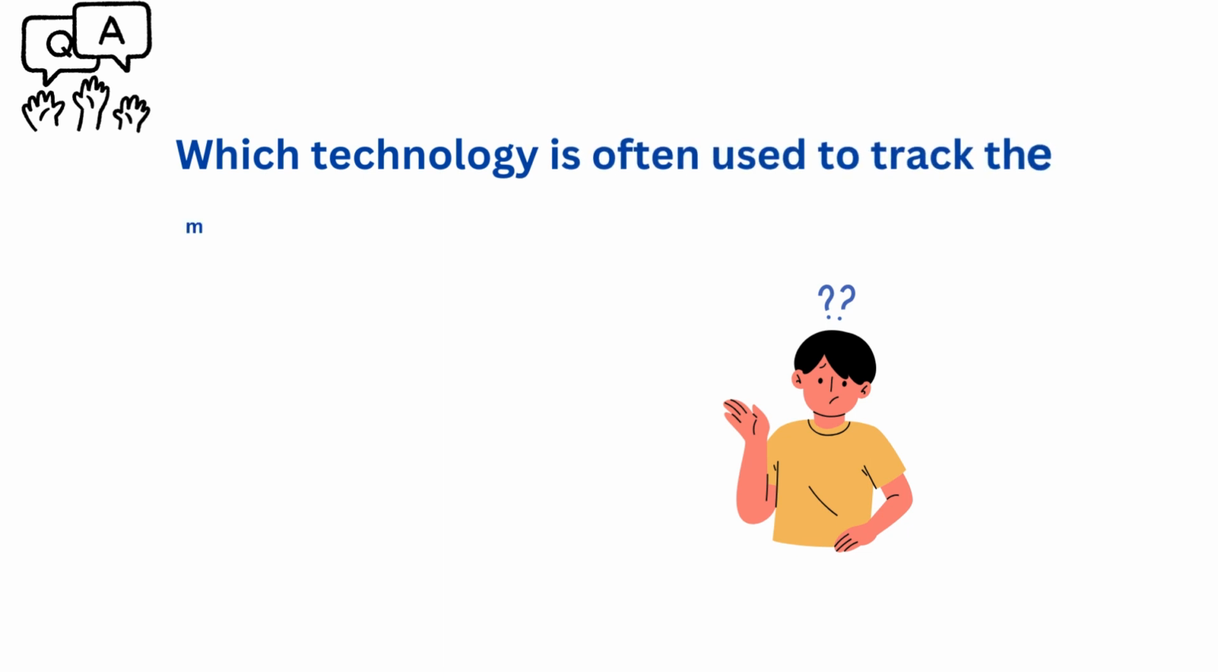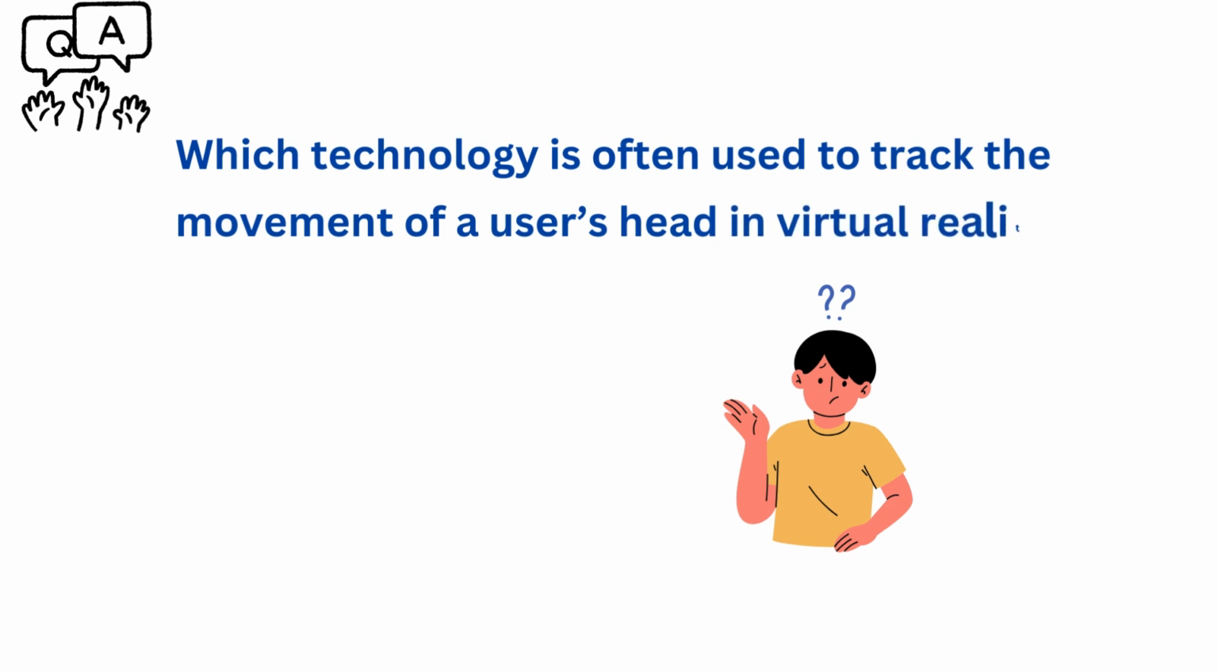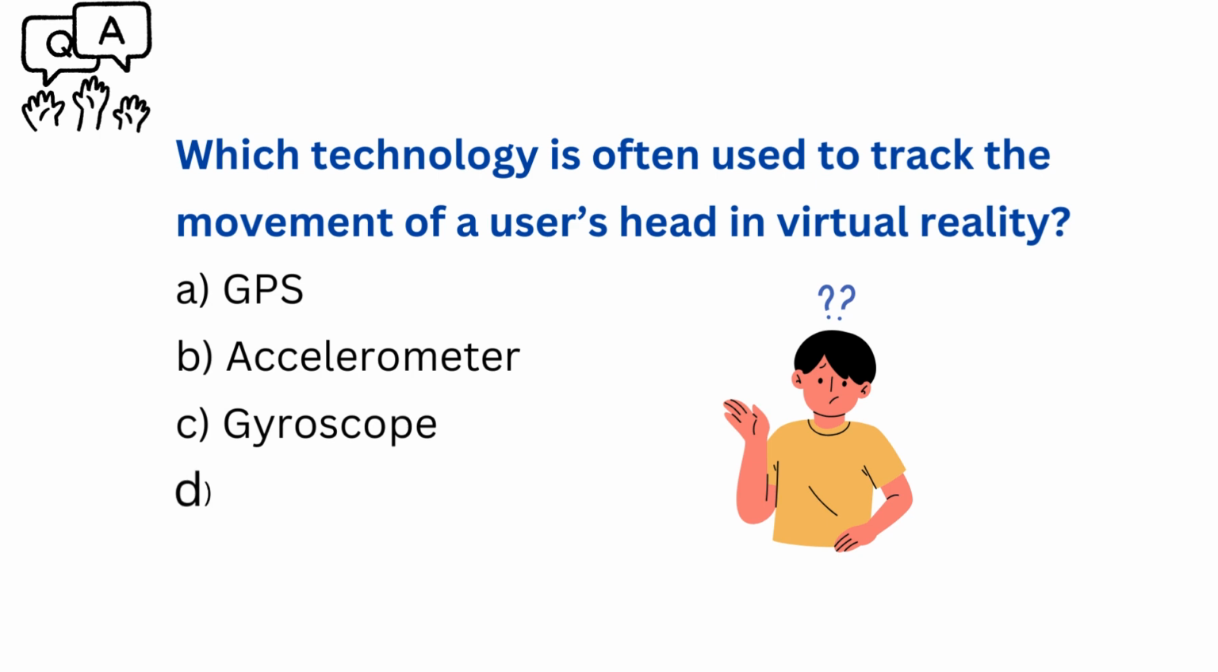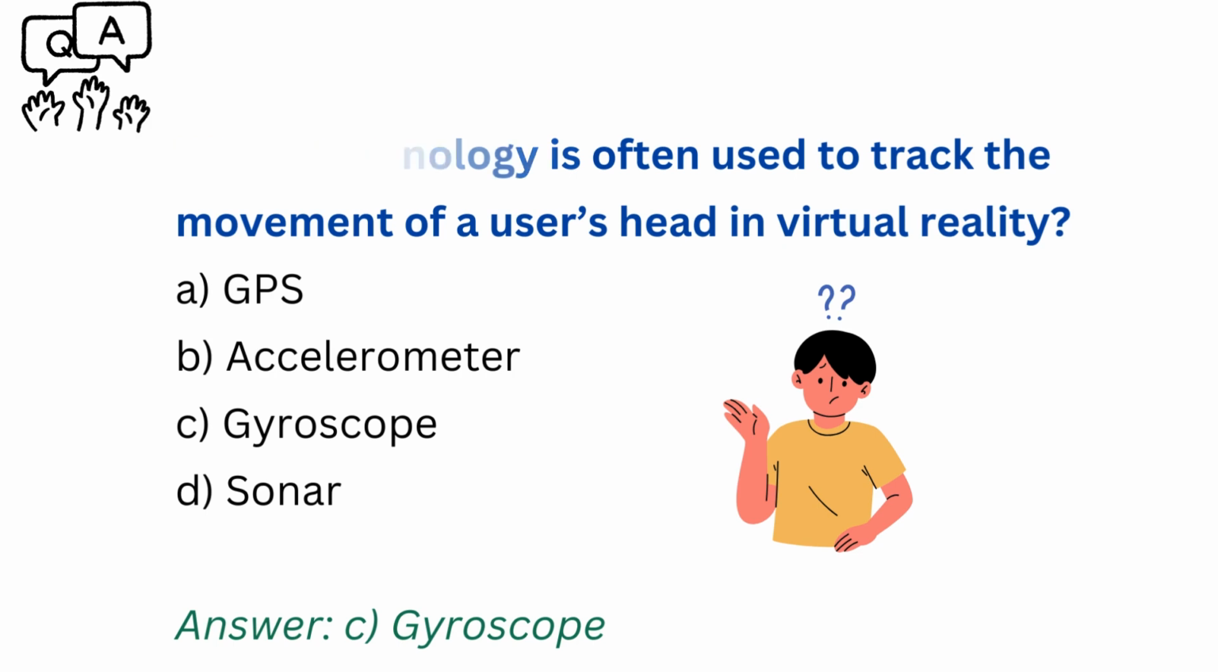Which technology is often used to track the movement of a user's head in virtual reality? It's called the gyroscope. I suggest you read on this gyroscope and virtual helmets and the gadgets that we're using. It's really good for you to know this stuff.